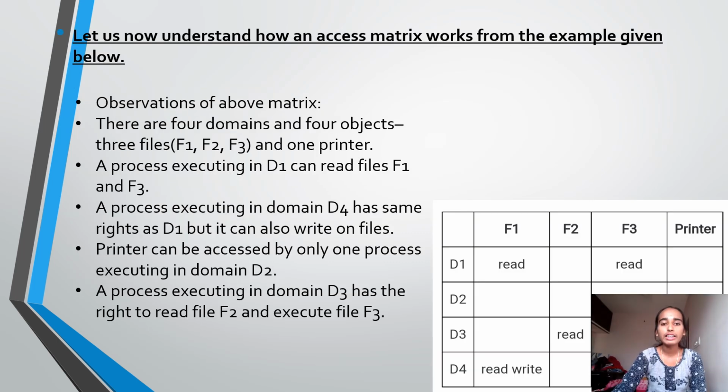Let us now understand how an access matrix works for the example given below. On observation of the matrix, there are four domains and four objects, that is three files F1, F2 and F3 and one printer. A process executing in D1 can read files F1 and F3. The process executing in domain D4 has the same rights as D1 but it can also write on the file. The printer can be accessed only by a process executing in the domain D2. The process executing in domain D3 has the right to read file F2 and execute the file F3.